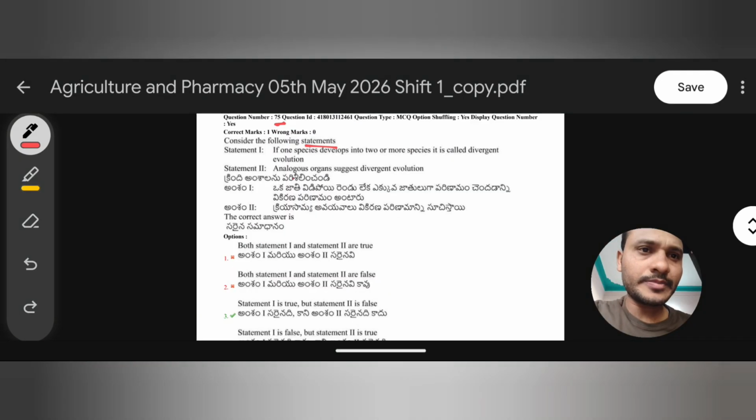Consider the following statement type of questions. Statement 1: One species develops into two or more species, it is called divergent evolution. Statement 2: Analogous organs suggest divergent evolution. Okay, we will analyze these statements in detail.